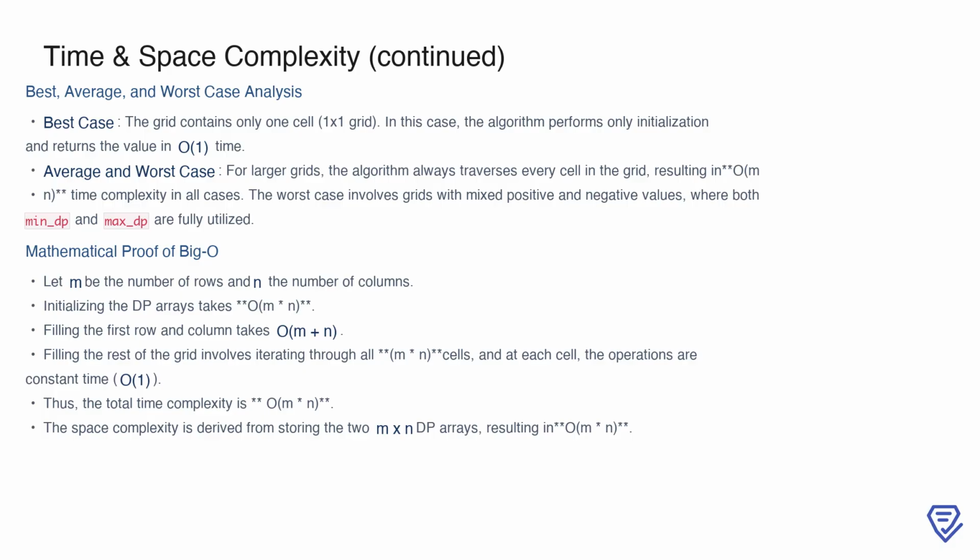To formally analyze this, we can break it down mathematically. Initializing the DP arrays takes O(m*n). Filling the first row and column adds O(m+n). The rest of the grid traversal involves iterating over all m*n cells, with constant time operations at each cell. This confirms that the total time complexity is O(m*n). Similarly, the two m x n dp arrays dominate the space requirements, leading to a space complexity of O(m*n).